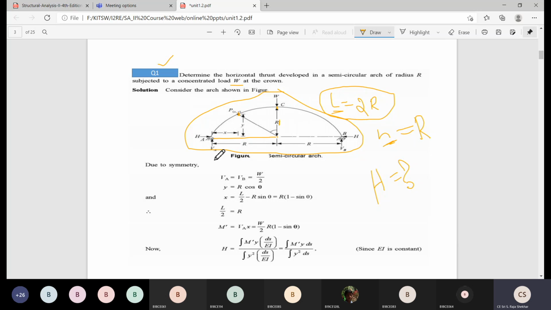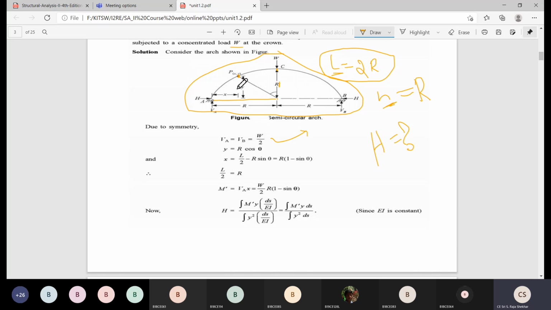So the reactions developing at A and B are in the upward direction. VA is equal to VB is equal to W by 2. Since it is a circular arch with symmetrical loading, the load is shared equally by the two supports. Now we need to write the Y value.